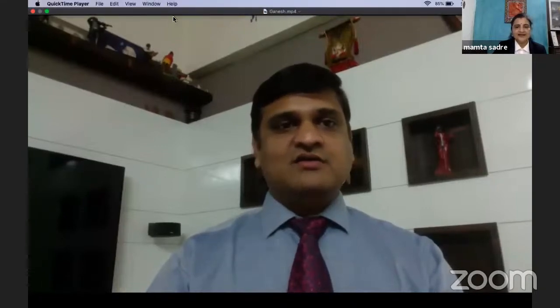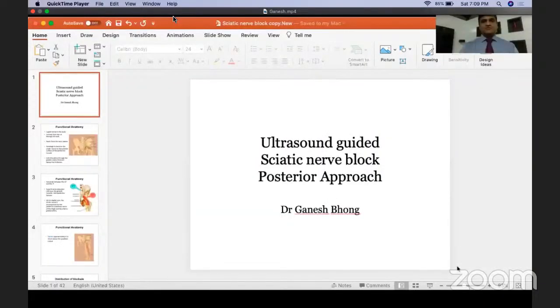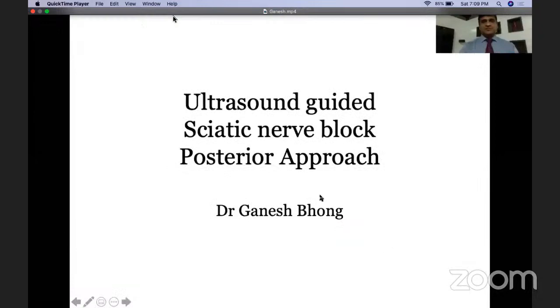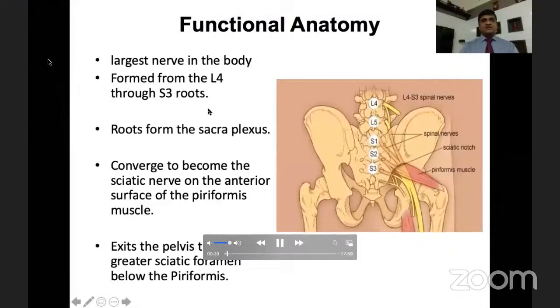Sciatic nerve block by posterior approach. Let's go quickly through the functional anatomy of the sciatic nerve. It is the largest nerve in the body. It is formed from the L4-5 and S1-2-3 roots. These roots join to form the sacral plexus on the anterior surface of the lateral sacrum. These roots converge to form the sciatic nerve on the anterior surface of the piriformis muscle. The nerve exits the pelvis by passing below the piriformis muscle.